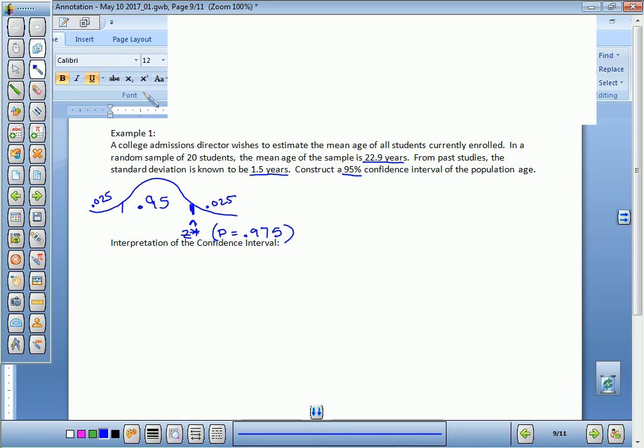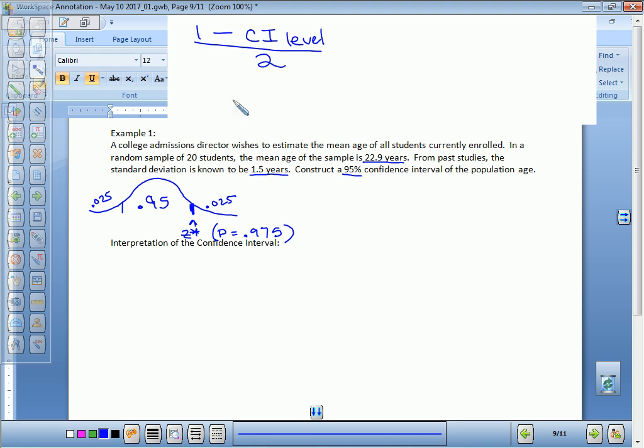If you're looking for a shortcut, some of us are always looking for a pattern. Well, the pattern here to find the z star is to take your confidence level, in this case 95%, do 1 minus that, and then divide that by 2. That is what you add back to your confidence level. So in this case, if we did 1 minus 0.95, divide that by 2, and add it back to 0.95, do you see that gives us the 0.975?